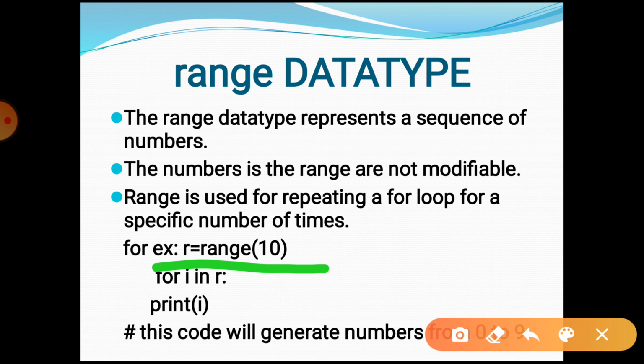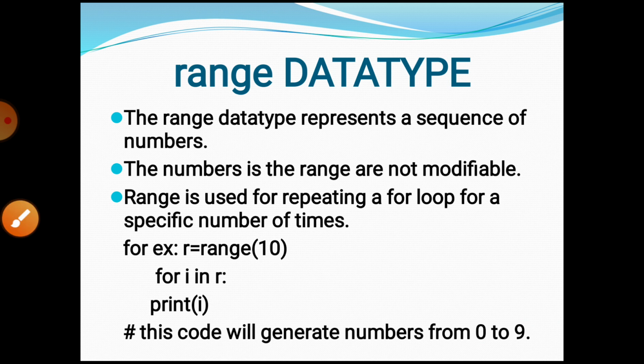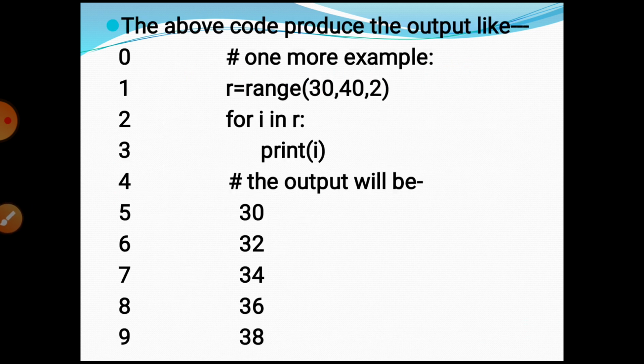So here there is no step value and there is no start and end, so we will use start as 0 by default. So range has a for loop here, for i in r. So r is 10, so it will start from 0 to 9. So print i. This code will generate numbers from 0 to 9. So here is the output. The above code produces the output like this: 0, then line change 1, then 2, up to 9, like this only.